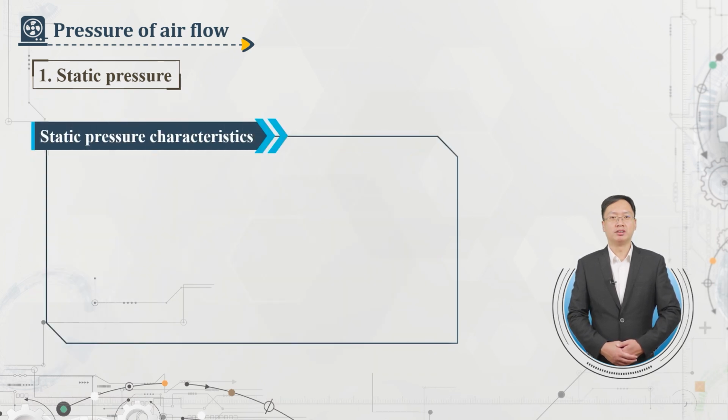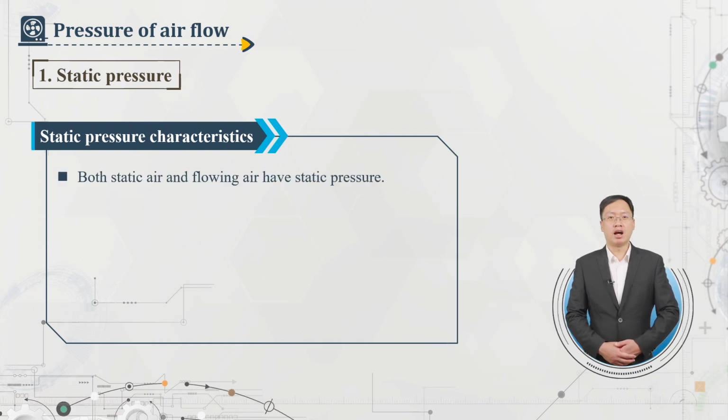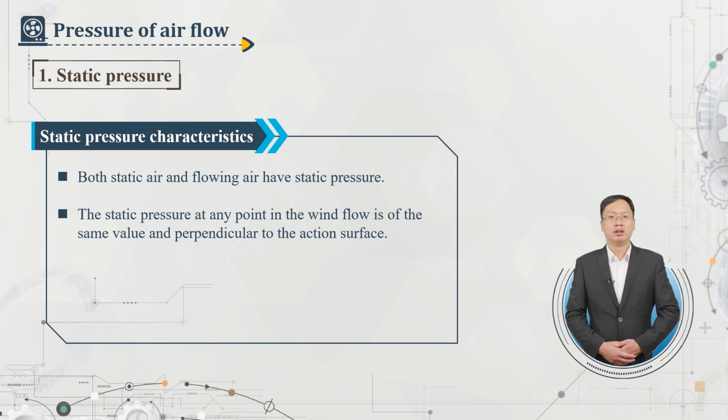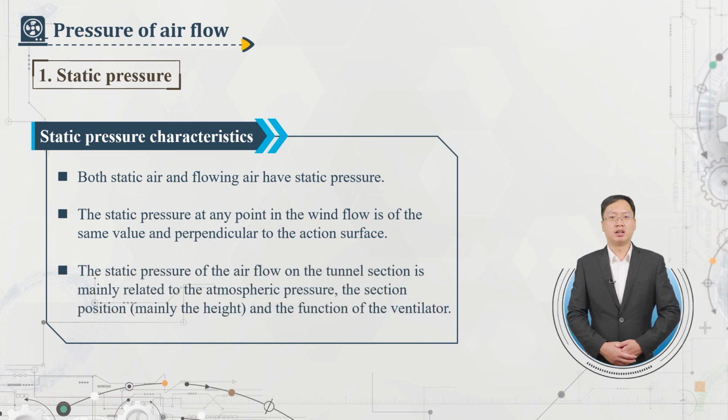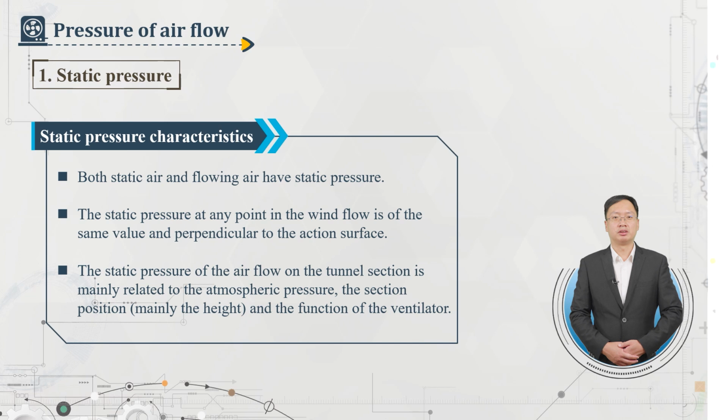Static pressure characteristics. 1. Both static air and flowing air have static pressure. 2. The static pressure at any point in the wind flow is of the same value and perpendicular to the action surface. 3. The static pressure of the airflow on the tunnel section is mainly related to the atmospheric pressure, the section position, mainly the height, and the function of the ventilator.